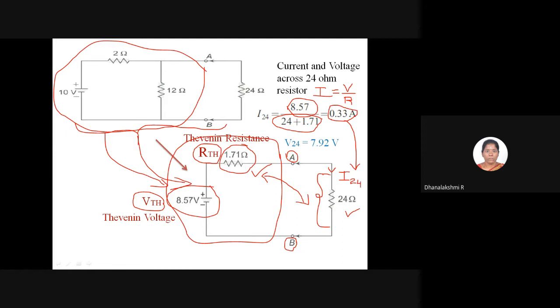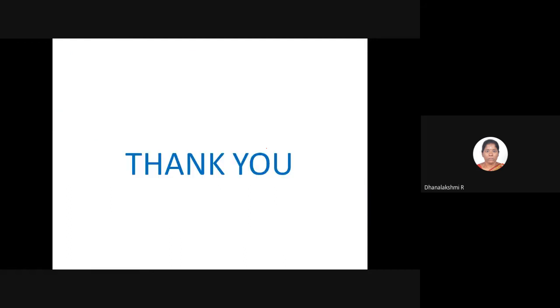After finding I24, the current in 24 ohm, if you want to find the voltage across 24 ohm, we can do that as well. We know that V equals I into R. We got the current I24 as 0.33, and R is 24 ohm here. So 0.33 into 24 gives you 7.92. This is the voltage across 24 ohm. Like this, we can calculate the current in the load resistor or the voltage across the load resistor once we get the Thevenin's equivalent circuit. Thank you all.